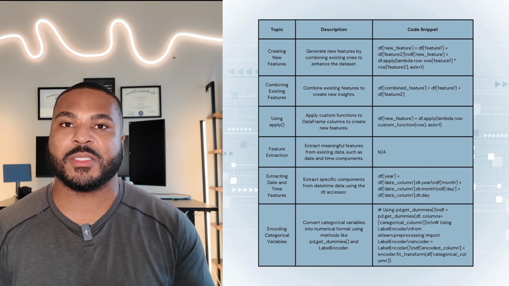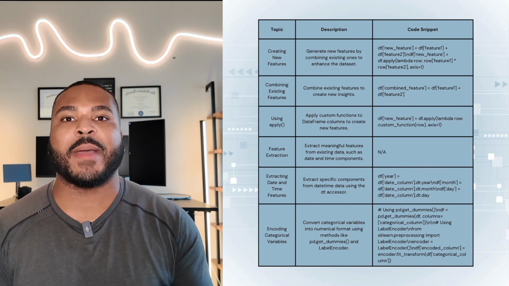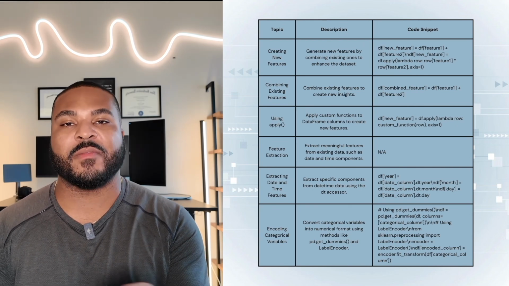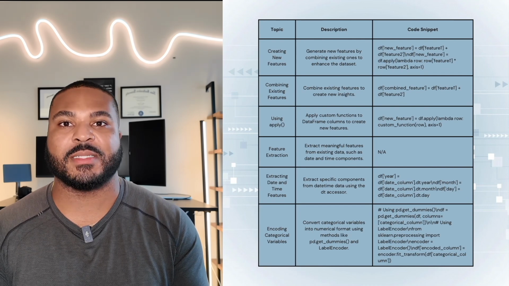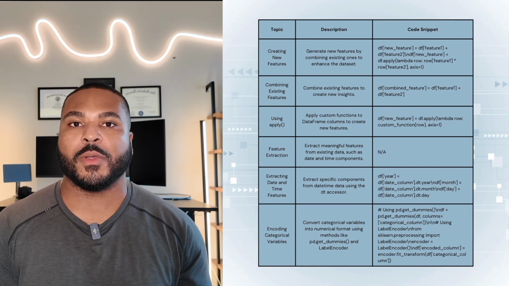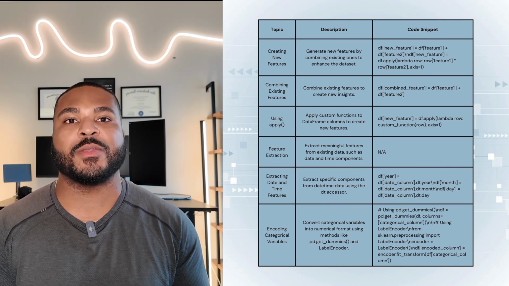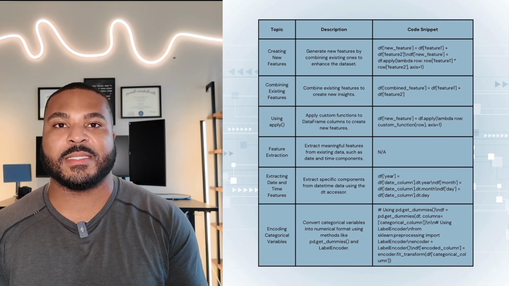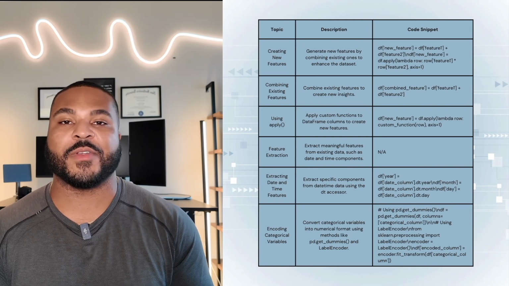The code snippet on the screen creates a new feature called combined_feature by adding the values of feature 1 and feature 2. The apply method allows you to apply custom functions to data frame columns or rows to create new features. The code snippet that you see on the screen creates a new feature by applying a custom function to multiply the values of feature 1 and feature 2 for each row.